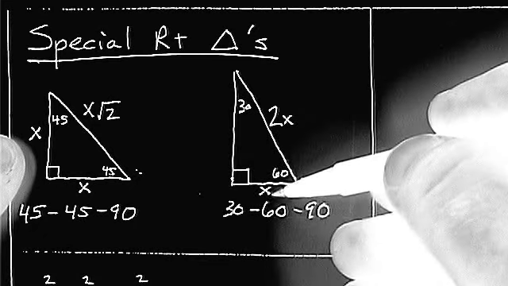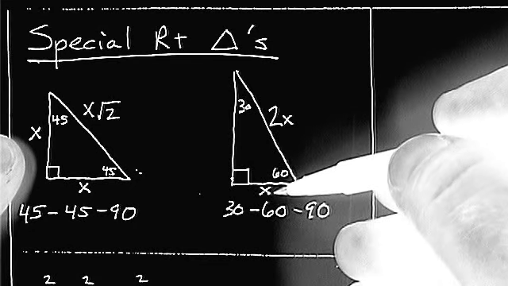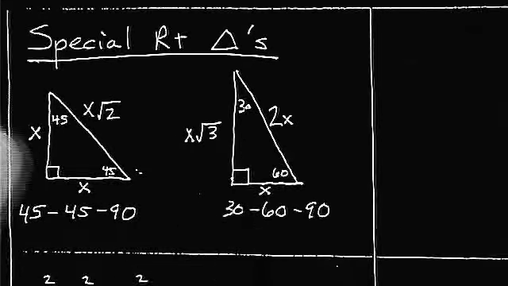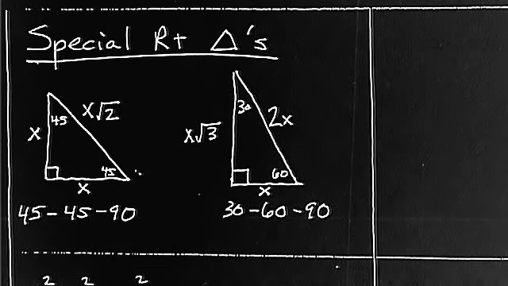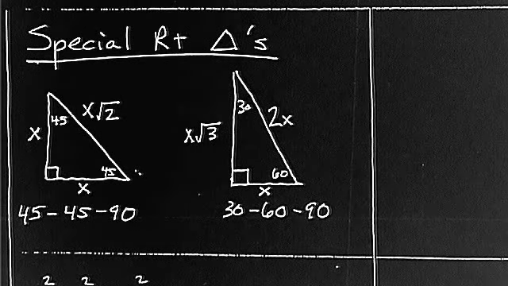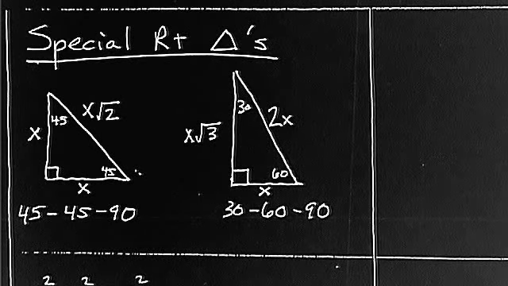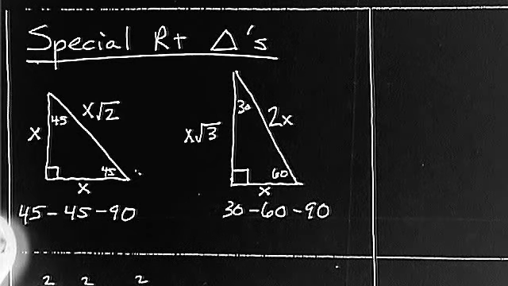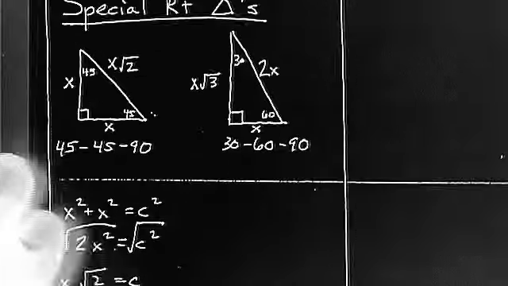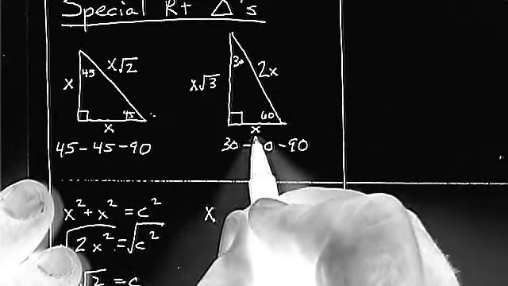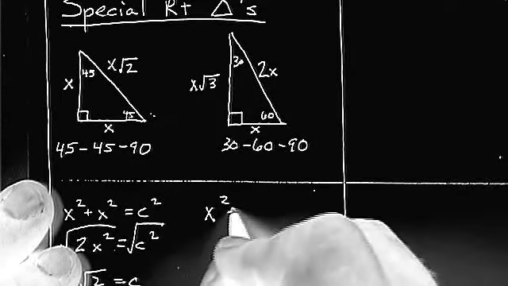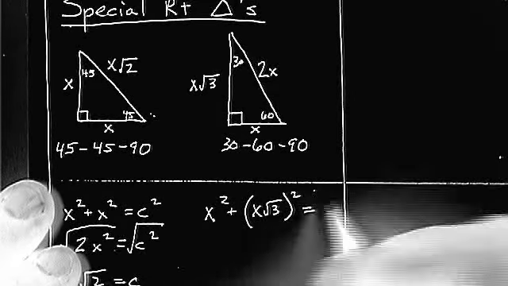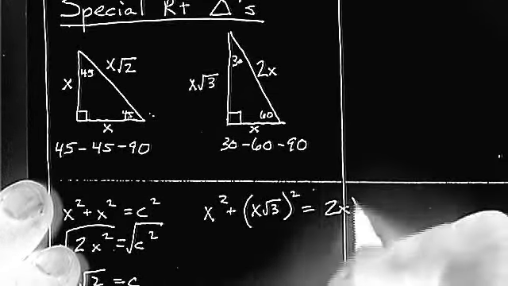The long leg is also a multiple of the short leg x, but it is x times the square root of 3. So we're going to use these relationships, and if you want to go through the process of double checking that, we can. So we have the short leg squared plus the long leg squared, that's x radical 3 squared, equals 2x quantity squared.